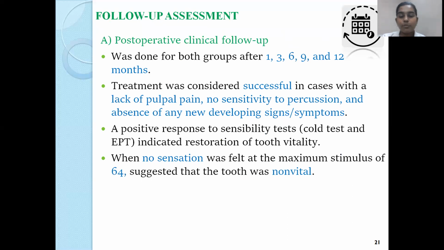Post-operative clinical follow-up was done for both the groups after 1, 3, 6, 9, and 12 months. Treatment was considered successful in cases with a lack of pulpal pain, no sensitivity to percussion, and absence of any new developing signs or symptoms. A positive response to the sensibility test indicated restoration of the tooth vitality; when no sensation was felt at the maximum stimulus of 64, it suggested that the tooth was non-vital.